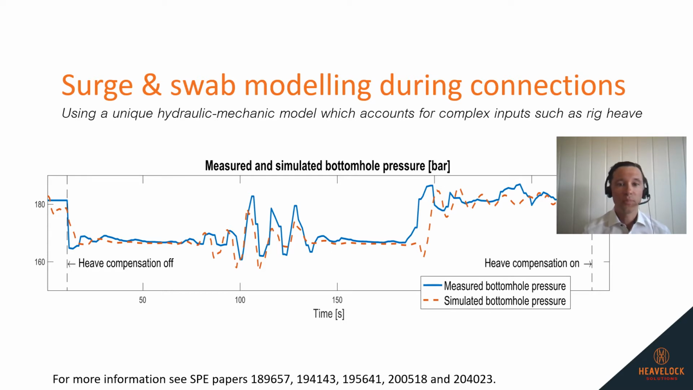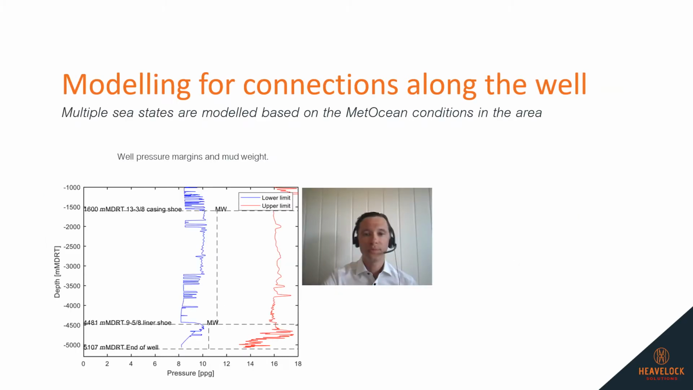The simulations we start with are Surge and Swab on connections. So we simulate a lot of time series for every connection down along the well trajectory. Every time you set slips, we're doing a simulation where we're deciding how much surge and swab you have in relation to the movement of the rig, so the rig heave, and also during tripping, we do the same thing.